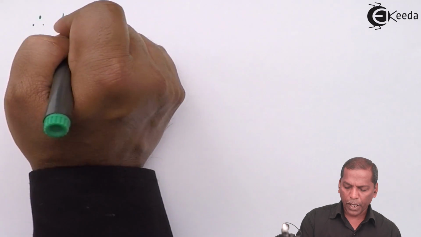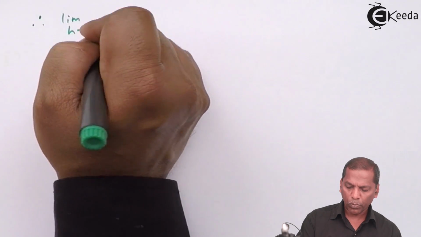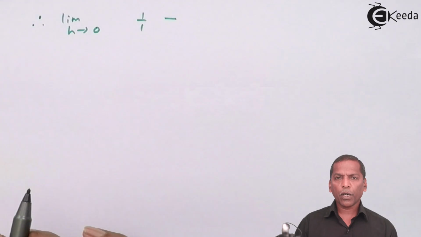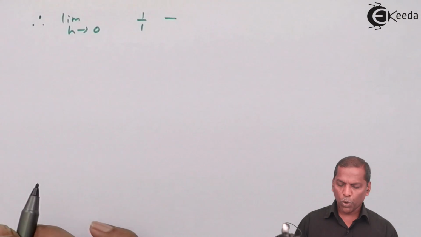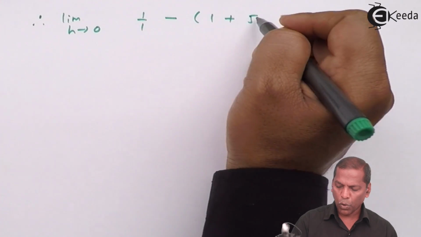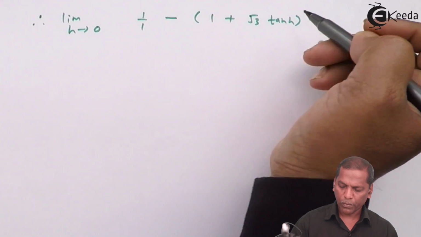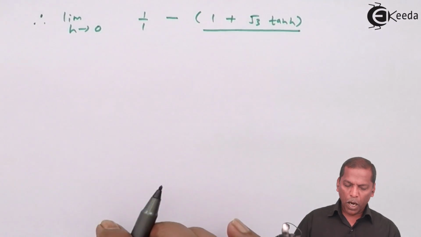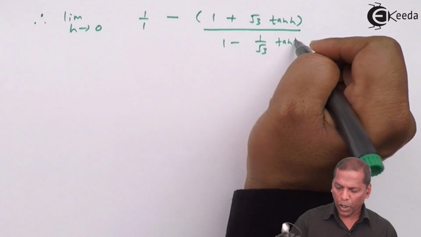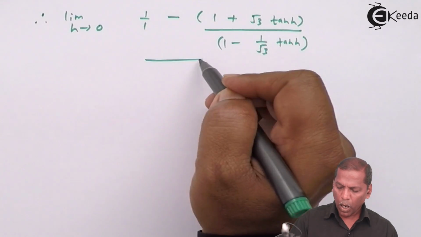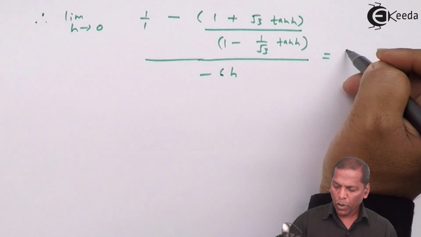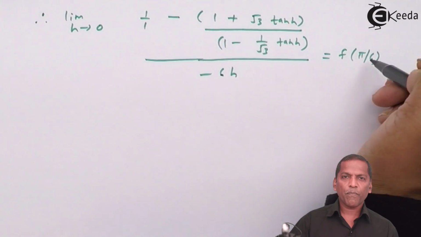Therefore limit h tends to 0, 1 upon 1 minus, now in the numerator we have to multiply bracket by root 3, so root 3 into 1 by root 3 which gives us 1 plus root 3 into tan h, and then upon 1 minus 1 by root 3 into tan h, and whole thing divided by minus 6h in the denominator, and that gives f of pi by 6.